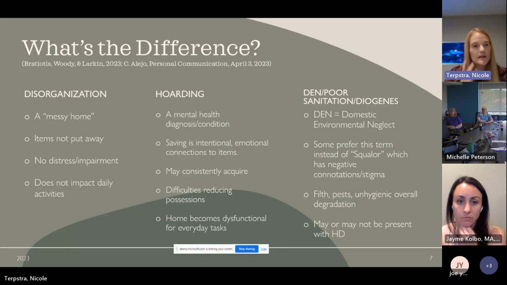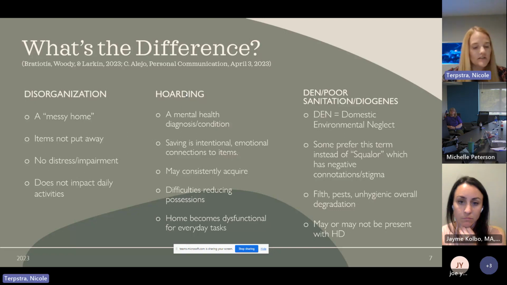Right. Next up, this was also something that I really thought was important from the ICD conference this summer, or sorry, last spring. So this was from the presentation by Bradiotis, Woody, and Larkin called "So You Think You Know How to Assess Hoarding?" And they basically just broke down the differences between disorganization, hoarding, and poor sanitation or Diogenes.